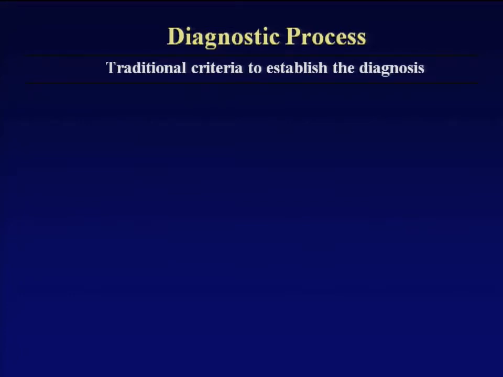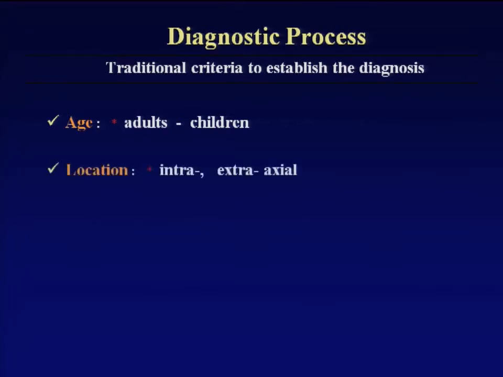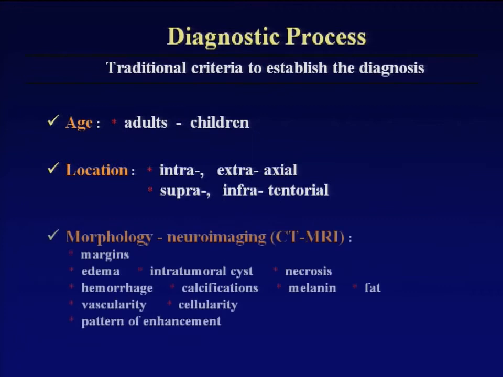And those are the age of the patient, since we have different histologic types of tumors in children and different in adults, and the location of the tumor. We have different kinds of tumors in the intra or extraaxial space, in the supra or the infratentorial compartments. And also, we all know the traditional criteria. We know the margins of the tumor, edema, if there is a cyst, necrosis, hemorrhage, calcification, melanin or fat, vascularity, cellularity, and also the pattern of enhancement, which has some unique features dealing with intracranial tumors.